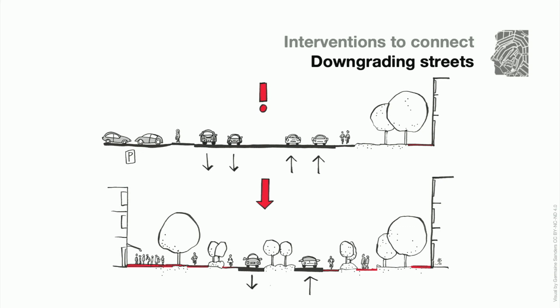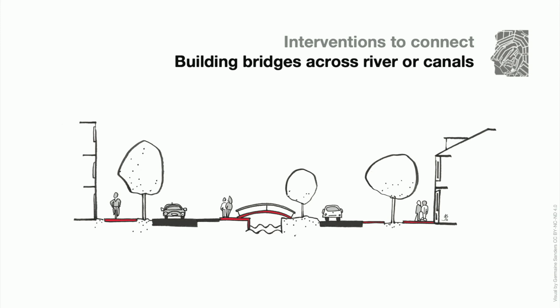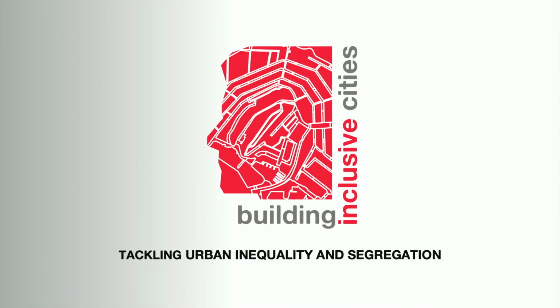Interventions could be, for example, to downgrade streets, transform a highway or car traffic-oriented street into a walkable street, establishing new connecting main roads between districts, or build bridges across rivers and canals. You see that this type of intervention is usually a major infrastructure change and thus requires longer-term planning and related budget.